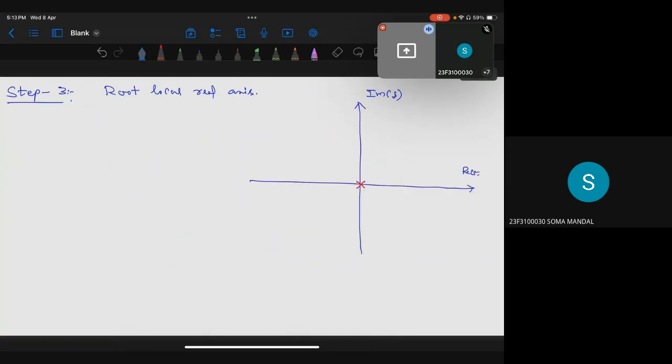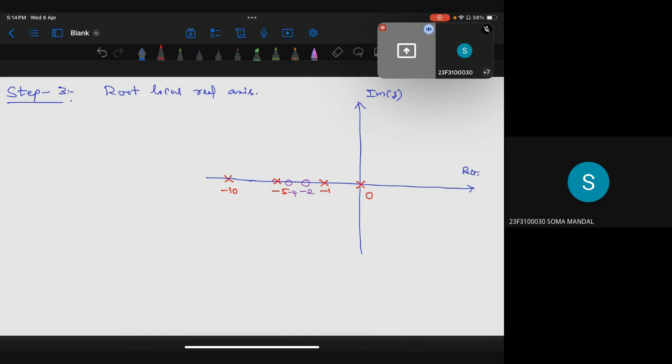So poles are at 0, -1, -5, and somewhere here -10. Zeros are at -2 and then -4. I think this should be clear. Is there any doubt in this? No. Okay, so now in this real axis segment, I told you already this step is important.